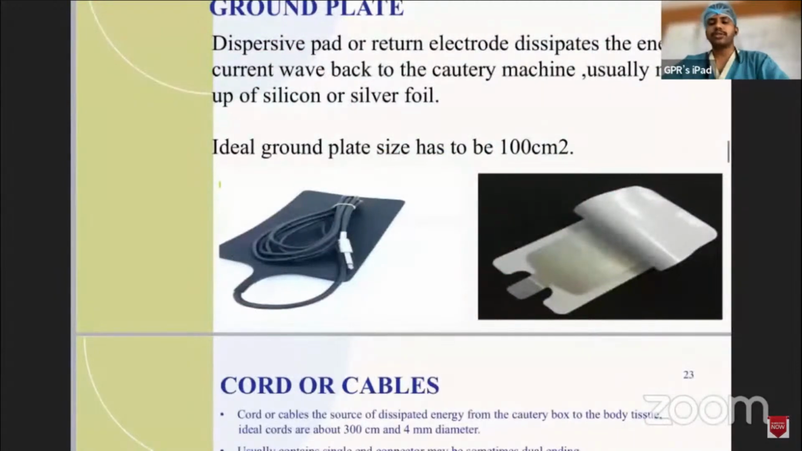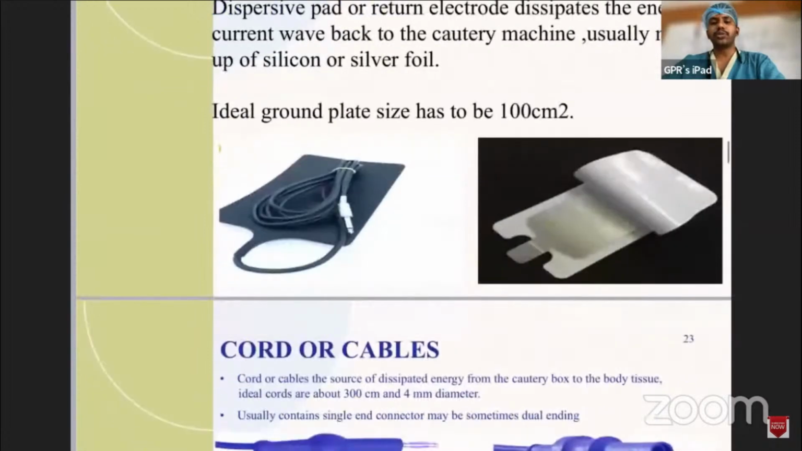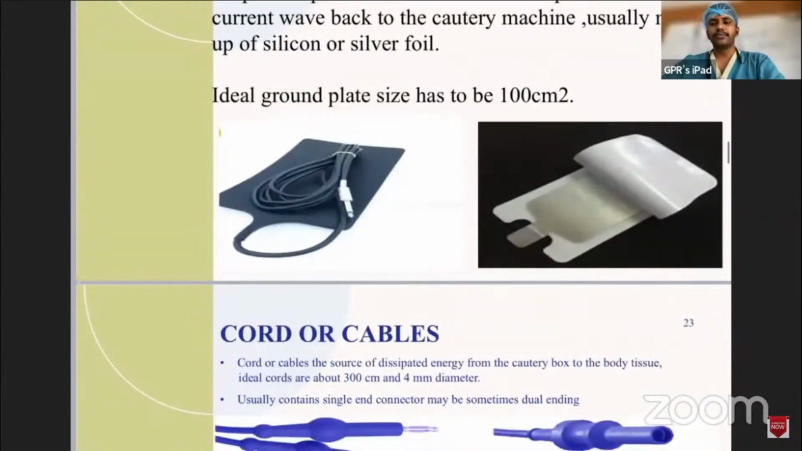So the ground plate, as I said, is also called the dispersive pad or the return electrode, and it is kept over the patient's body, hopefully on the back. It could be either a silicon pad or an electrofoil unit. We need to keep a good lubricant over this ground pad and stick it to the patient's body. The ideal ground pad must be about 100 centimeters square. But if the patient's BMI or body surface area is exceeding, it is always advisable to keep two electrode pads and connect them to a single electrode machine.